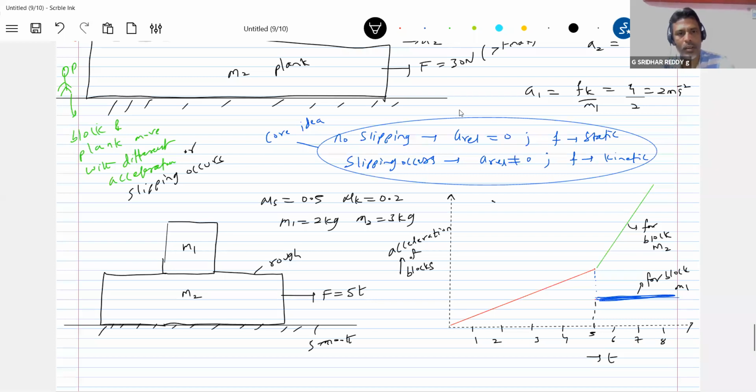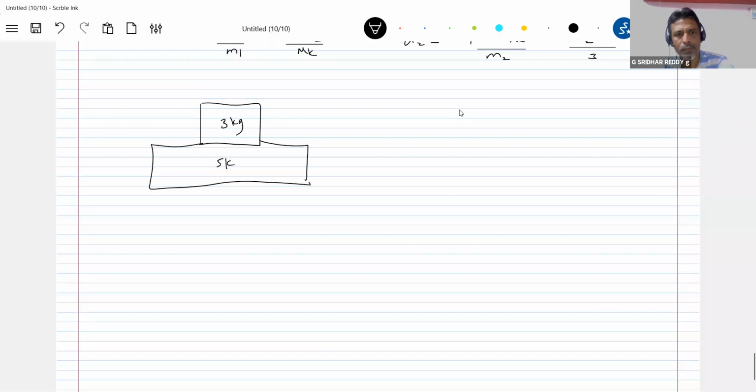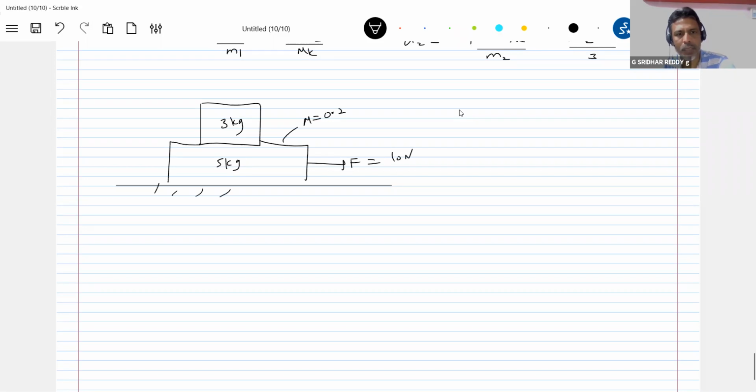Completed? So how will the numericals come? I suggest you don't remember any formula. I'll change the values also. Let this be 3 kg, 5 kg. Let this mu be 0.2. I'll apply a force of 10 Newton. So I'm asking now, find the frictional force acting between the blocks.